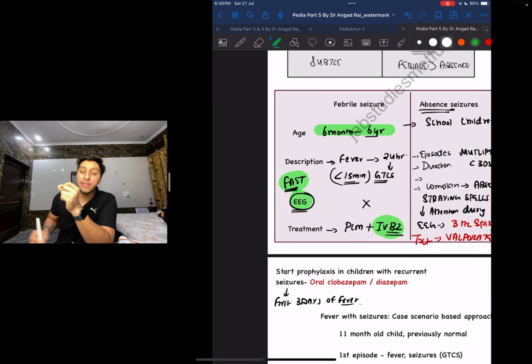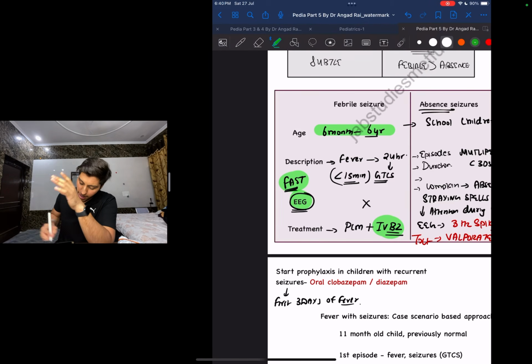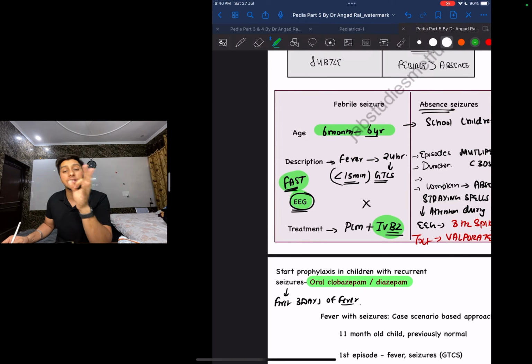Okay, IV benzodiazepines. Now the mother will come to you and ask, will this happen again? How can I prevent this? If the baby already has a history of febrile seizures, you can ask the mother to give paracetamol along with oral clobazam and diazepam, especially in the first 3 days of fever. Okay.